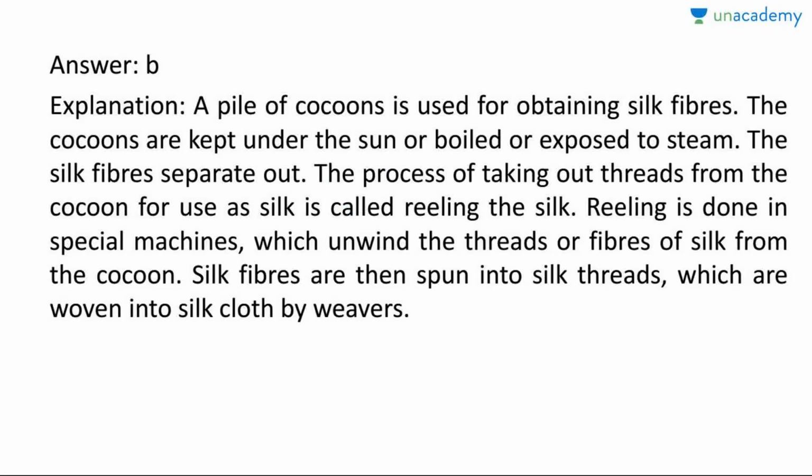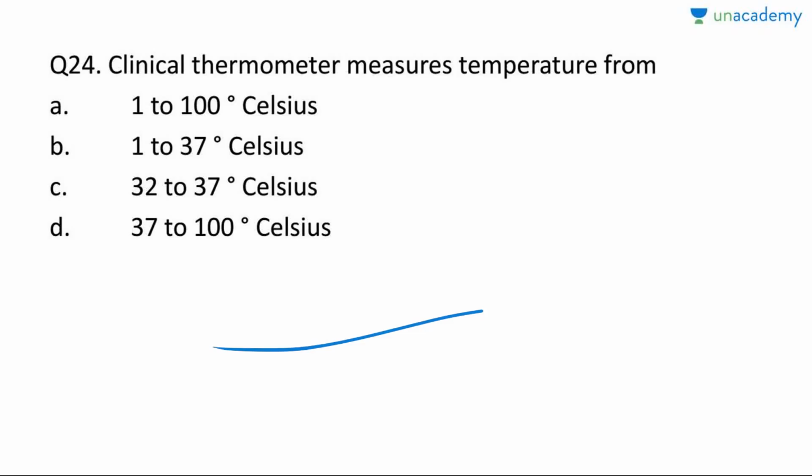B. So a pile of cocoons is used for obtaining silk fibers. The cocoons are kept under the sun or boiled or exposed to steam, and the silk fibers separate out. The process of taking out threads from the cocoon for use as silk is called reeling the silk, and reeling is done in special machines which unwind the threads or fibers of silk from the cocoon. Now silk fibers are then spun into silk threads which are woven into silk cloth by weavers.